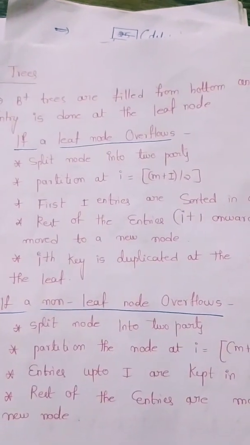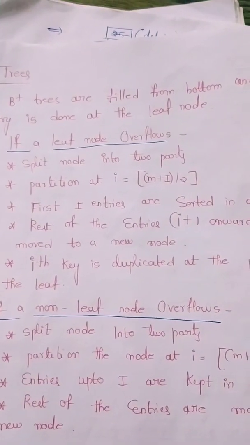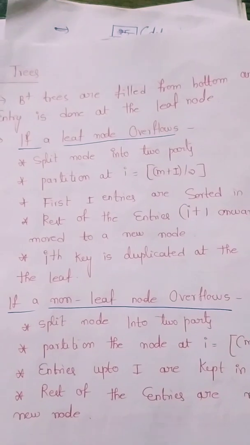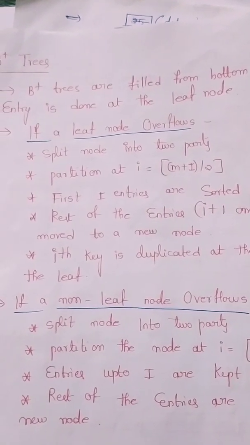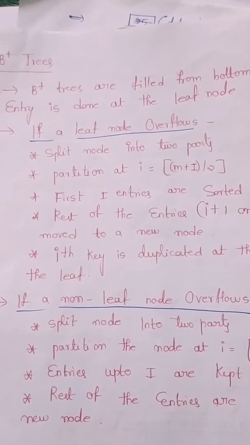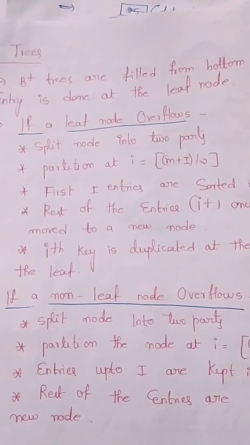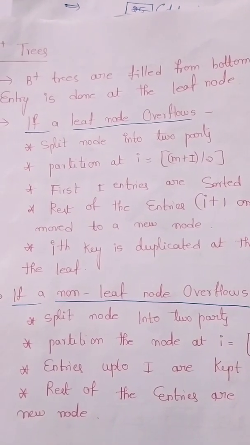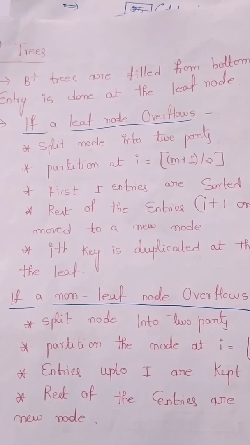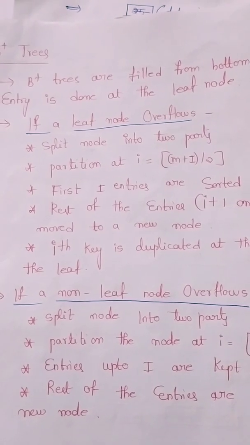Actually, I already discussed this with the example of a textbook. Here the duplication is allowed. So here the address pointers are also present in the leaf nodes. Here the address pointers are nothing but the internal nodes, and the leaf nodes have data pointers.